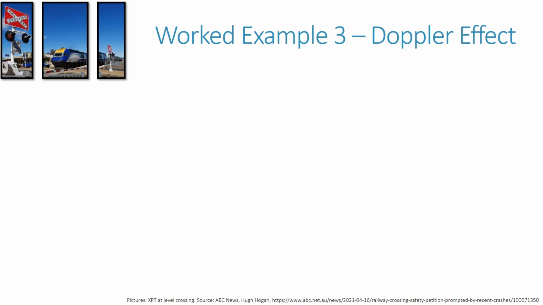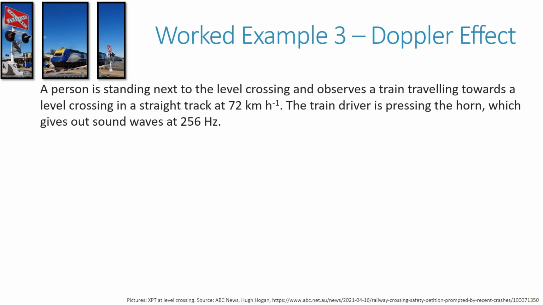Here's another worked example taken from the central west of New South Wales, where an XPT is going through a level crossing. That's to do with the Doppler effect. A person is standing next to the level crossing and observes a train travelling towards the level crossing in a straight track at 72 kilometres per hour. The train driver is pressing the horn, which gives out sound waves at 256 Hertz.